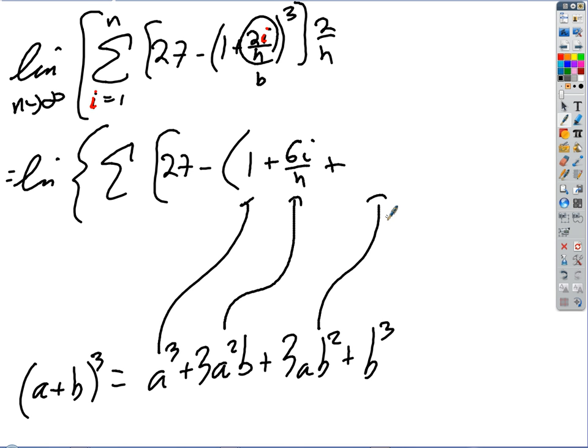Plus, now what about this guy here? This is going to be a little harder. We've got 3ab squared, so 3 times 1 times this fraction squared. So 12i squared over n squared. Sounds about right. And then finally we get plus b cubed, so just this fraction cubed. So 8i cubed over n cubed?